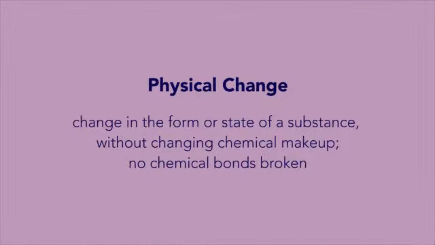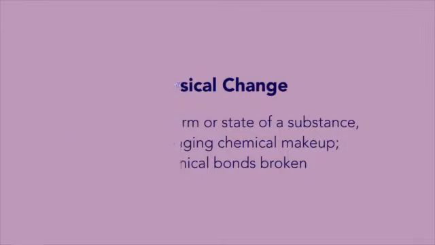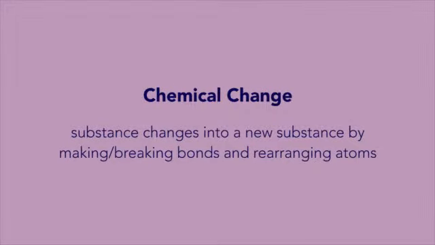Alright, and just so we're clear, physical change: change in the form or state of a substance without changing the chemical makeup. No chemical bonds broken. Chemical change: substance changes into a new substance by making and breaking bonds and rearranging atoms. So, how do we tell physical and chemical changes apart?